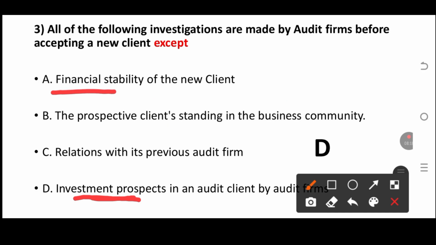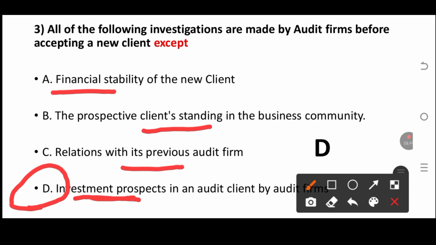The prospective client's standing in the business community should also be investigated. Relations with its previous auditor is also a major factor, to see the previous audit's status. But D, investment prospectus, is also not a major concern to be investigated by audit firms.